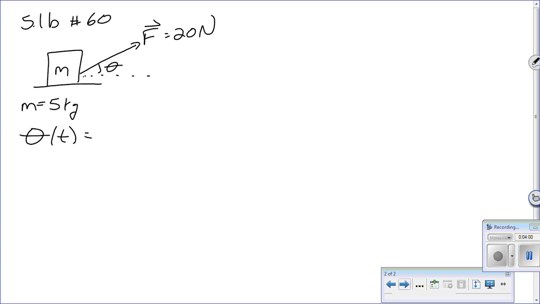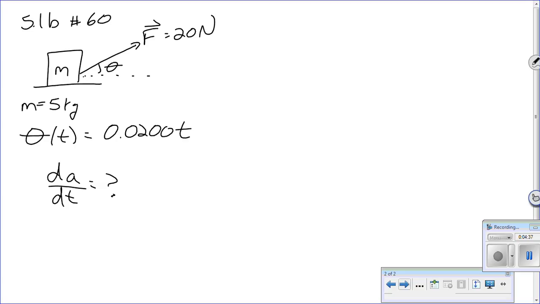So the angle at a given time is, it wrote it out in scientific notation, but for simplicity, I'm going to write 0.0200 t. That's the same thing, just not written in scientific notation. Okay? And then what we're trying to do is find the rate at which the acceleration of the block is changing with respect to time. Does that make sense? That's what we're looking for. Everybody good?